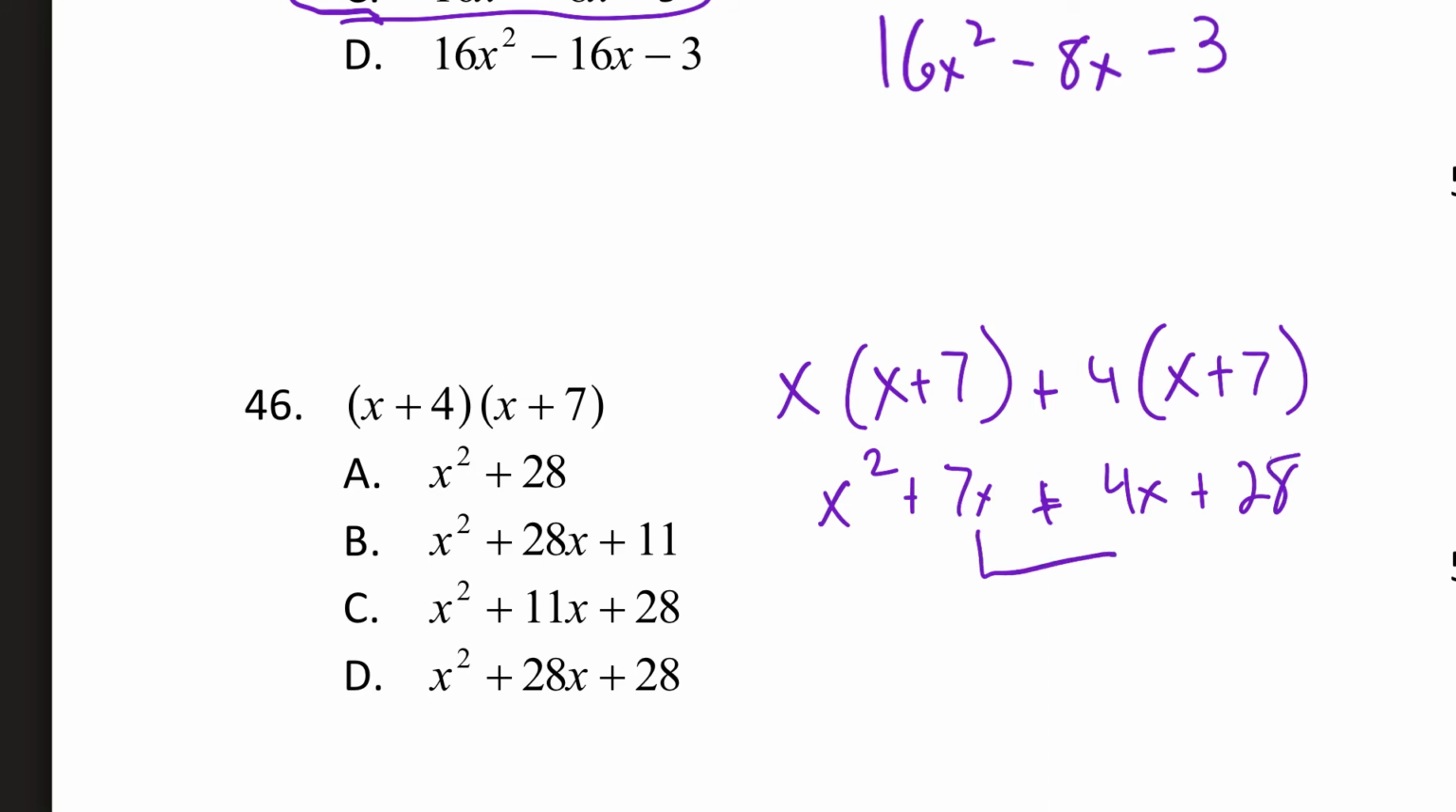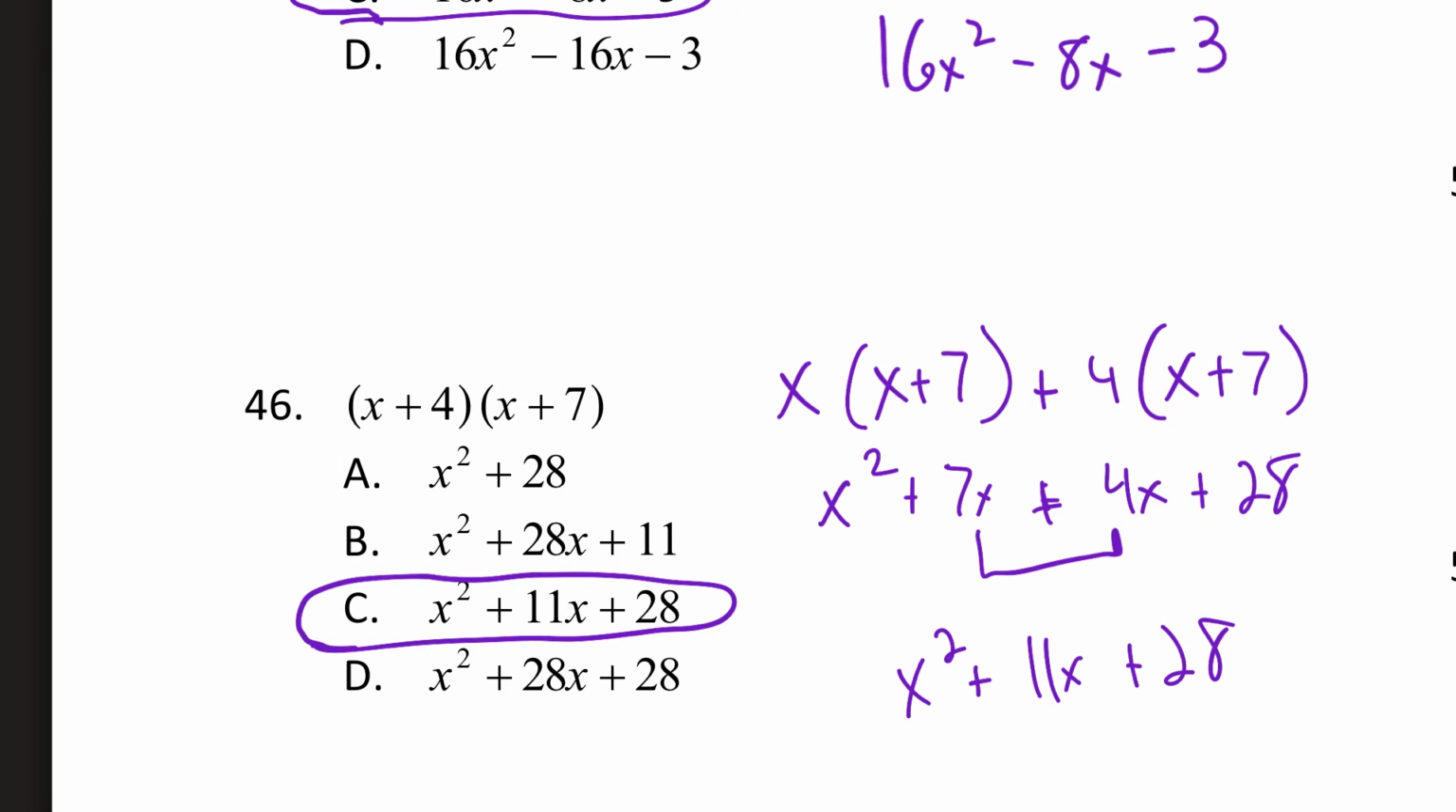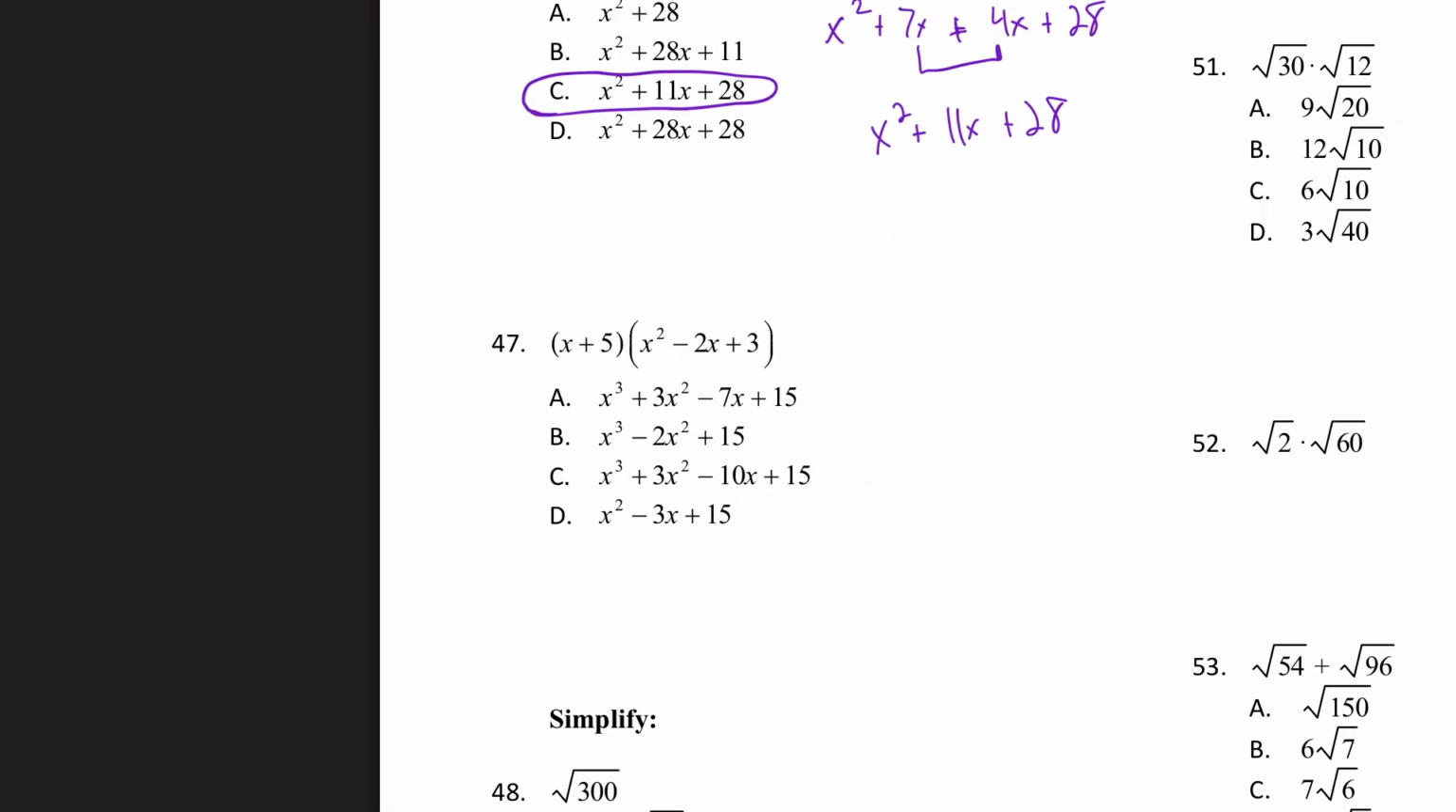Okay, there's a middle term here, 7x and 4x. You can add those together. That's x squared plus 11x plus 28. And that is C. Great. Oh, let's just keep going.